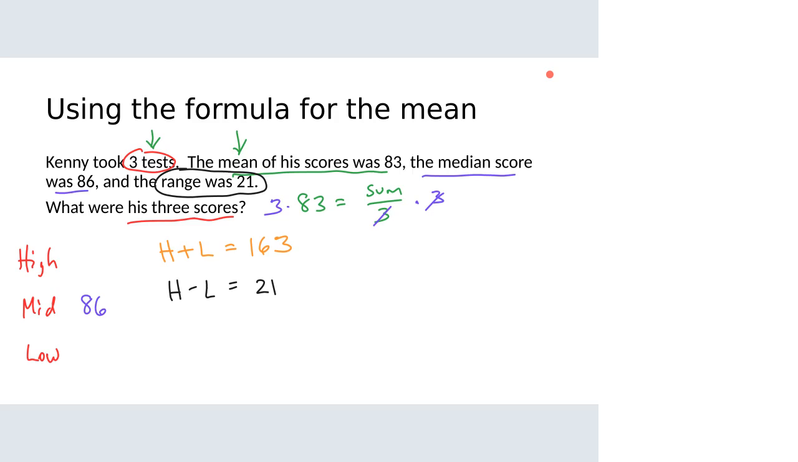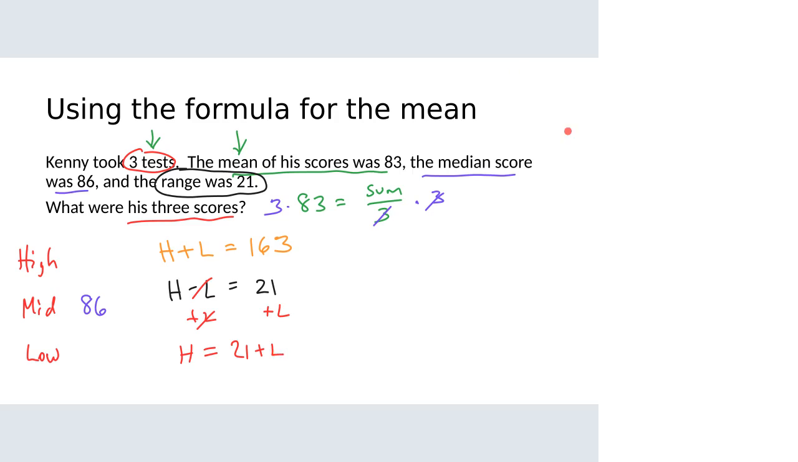Instead of that, we're going to solve this using substitution. And what I mean by that is whenever I have two equations and two variables, we can rearrange one so that we can write this as one equation with one variable. I don't like having negatives anywhere. So my thought here is I'm going to add L to both sides of this one. Those will cancel, and I can see that H is going to be 21 plus L. It makes sense. The high is going to be 21 more than the lowest.